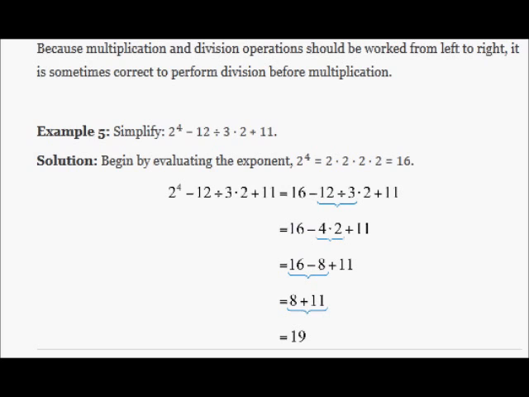We have a minus, divide, multiply, add. So we're going to do the divide part first. 12 divided by 3 is 4, and then we'll do the multiply part next. 4 times 2 is 8. So we have 16 minus 8 plus 11. 16 minus 8 is just 8. 8 plus 11 is 19.